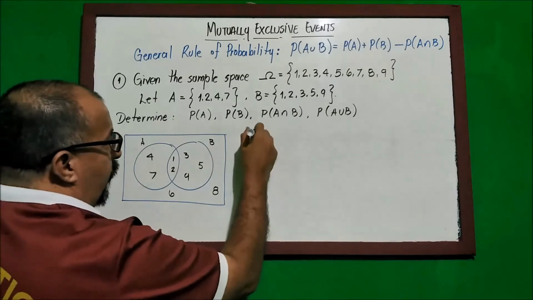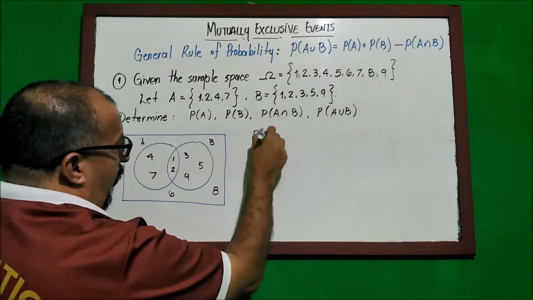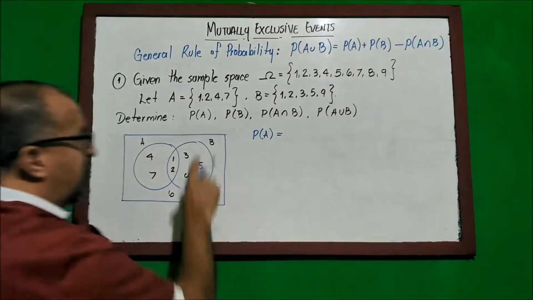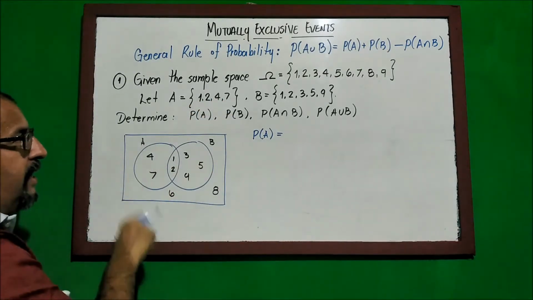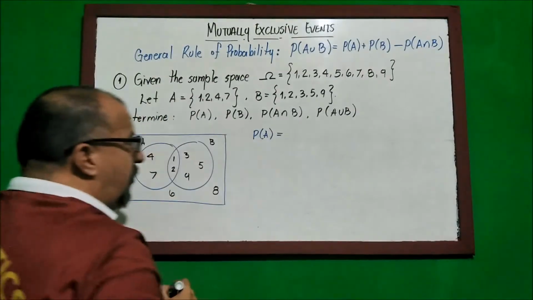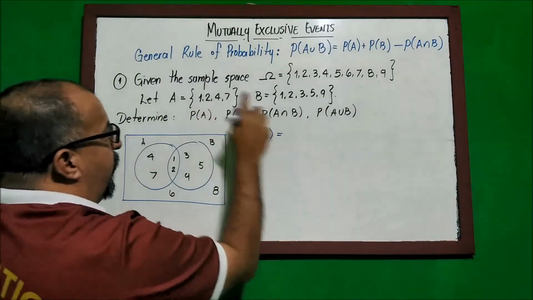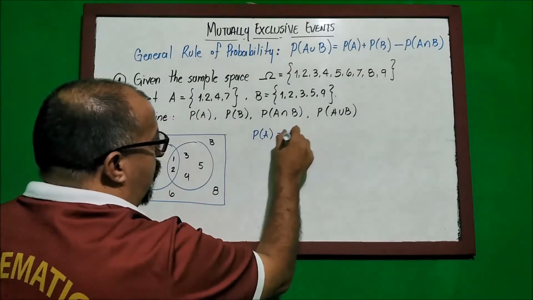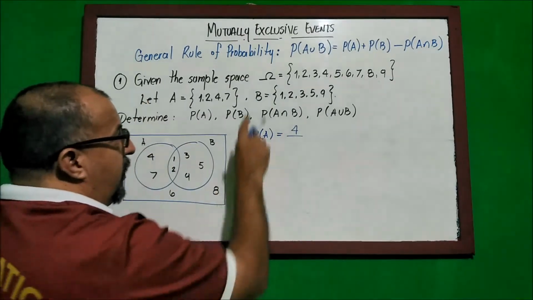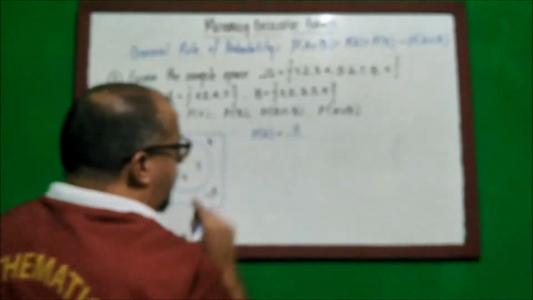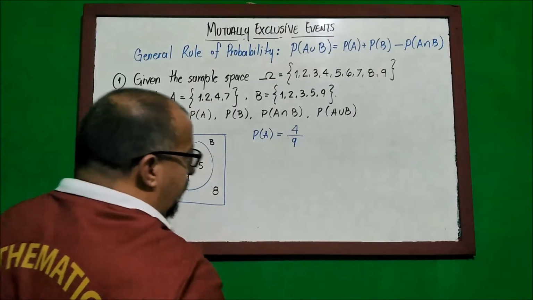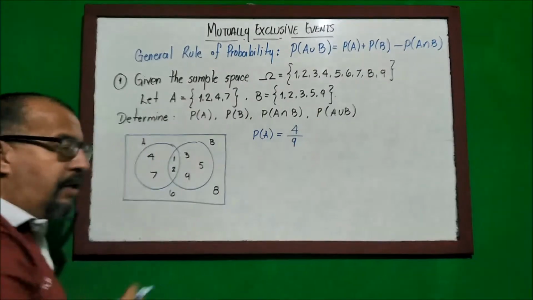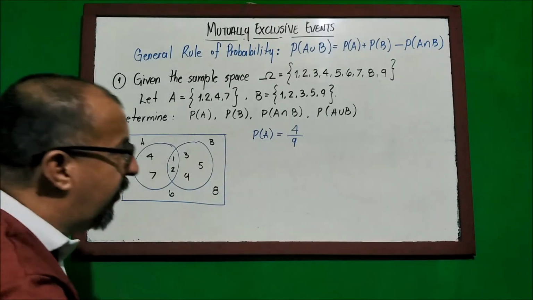Probability of A will be all the possible elements in set A divided by the sample space. So in other words, I have 4 elements that belong to set A, and these are going to be divided by the sample space of this universe that we have here, which is equal to 9. This is already a fraction in simplest form, so we leave it like that.